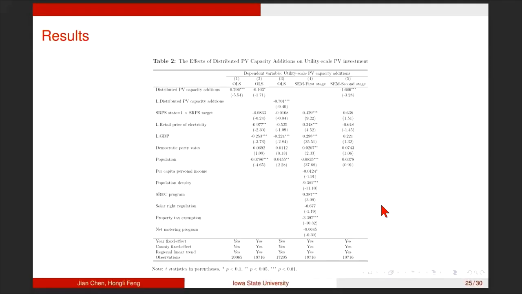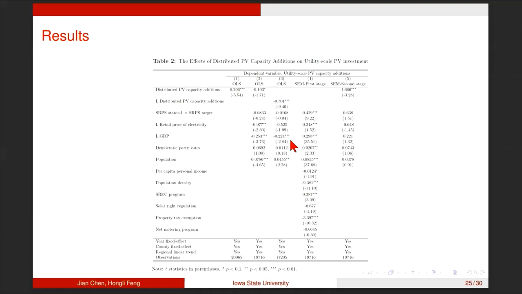So here's our main result. The effects of DGSP capacity addition on USP investment, new investment. Columns one and two are the estimates using the baseline model, and in column two, we add control variables, and we do find a significant negative impact, which indicates a crowd out relationship between DGSP and USP capacity additions.